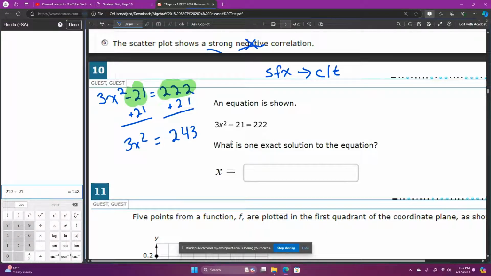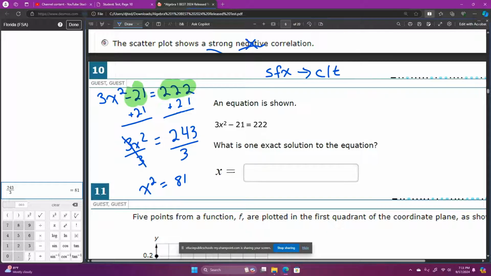Now, what's the next step to solve for x here? We're done combining like terms. What's the 3 and the x squared doing together? They are multiplying. The opposite of multiplication is divide both sides by 3. So 243 divided by 3 gives us, these 3's cancel out to 1x squared, or just x squared equals 81.